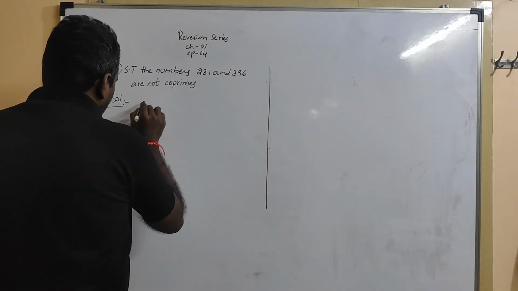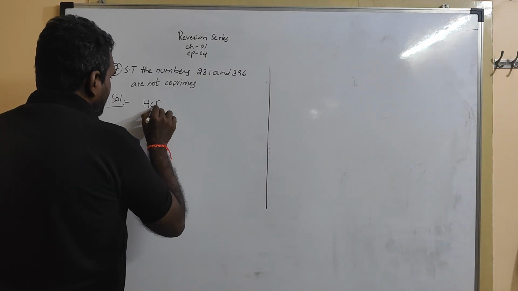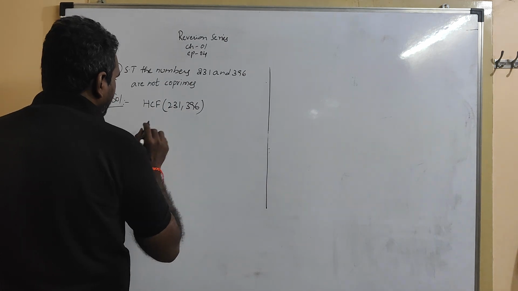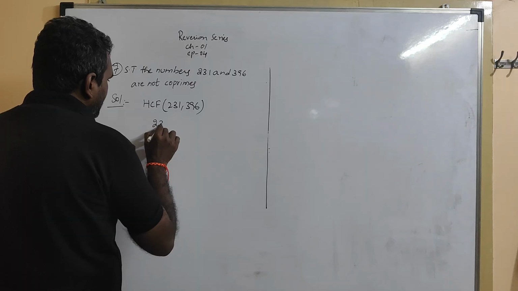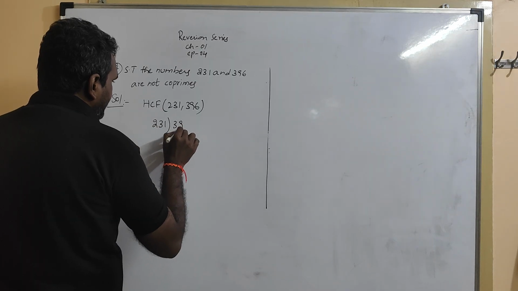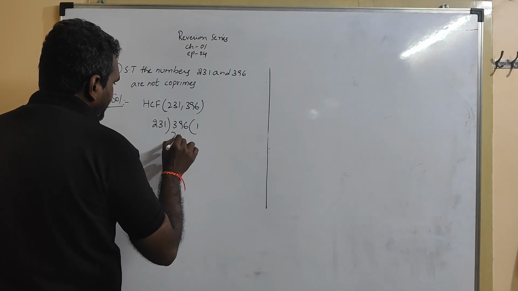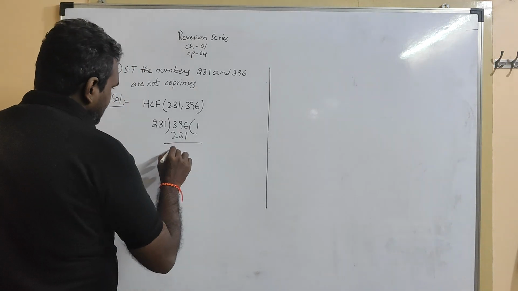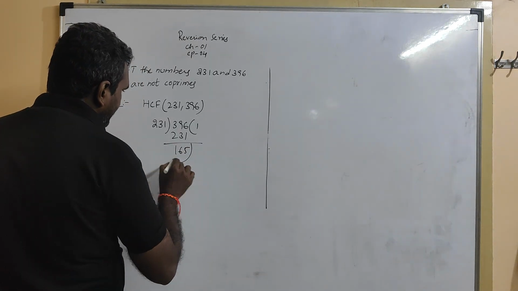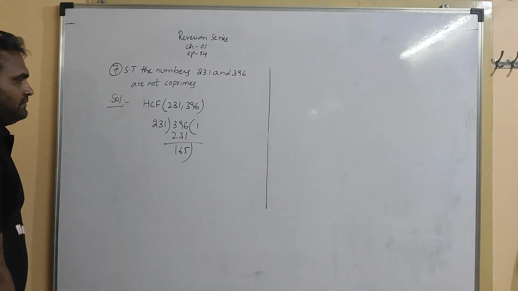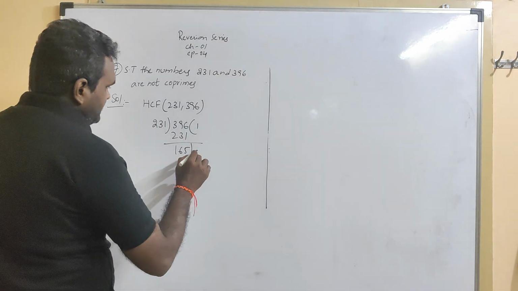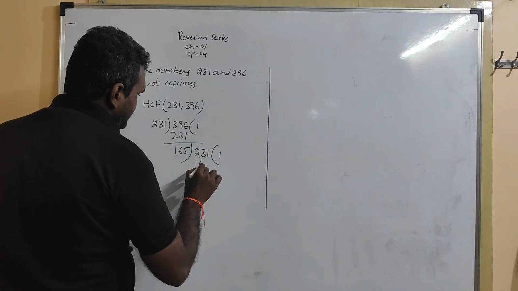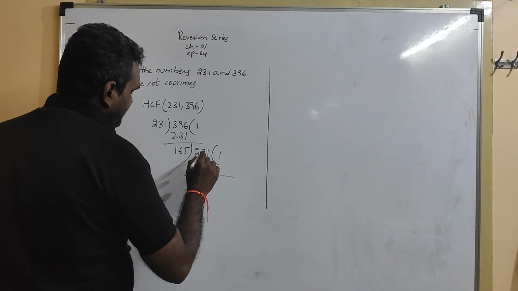So find the HCF for 231 and 396. How to find HCF? Long division you do. 231, 396. One time it will go. You will be getting 231. What will be the remainder? 165 has to be the remainder. Correct or not? 396, 165 will be the remainder, and 231. Again one time, 165.